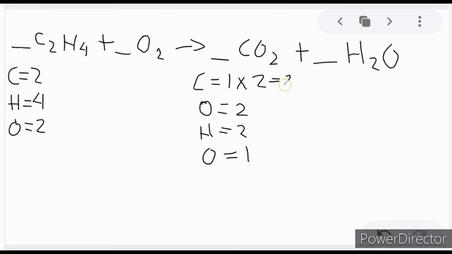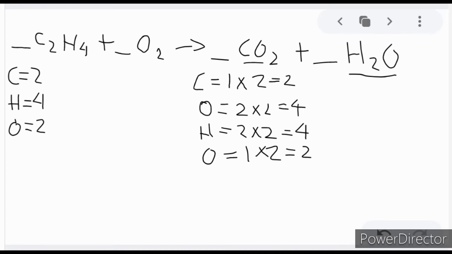So let's multiply it by 2. So we get 2. But since C and O2 are in the same group, we also need to multiply O by 2. So we get 4. So now let's look at the value of H, which is 4. Okay, but since H2O is in the same group, we also need to multiply by 2. So we get O now is 2.